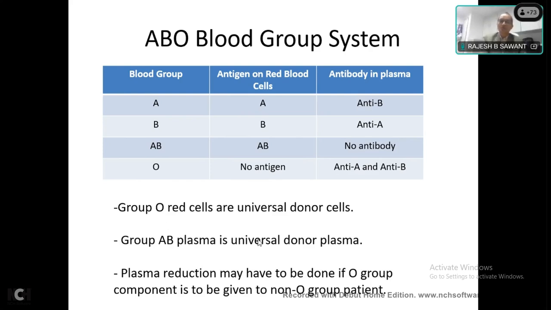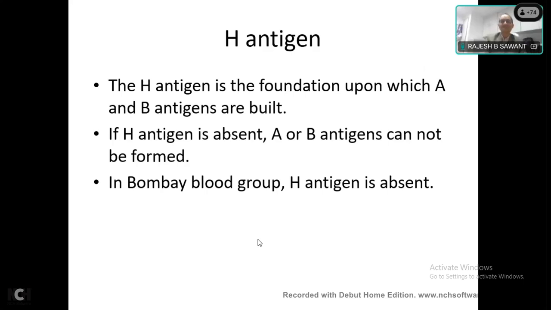So if you are giving O group platelets or single donor apheresis platelets, etc., you need to deplete the plasma before issuing it to a non-O group recipient. So this is the clinical application of this information.